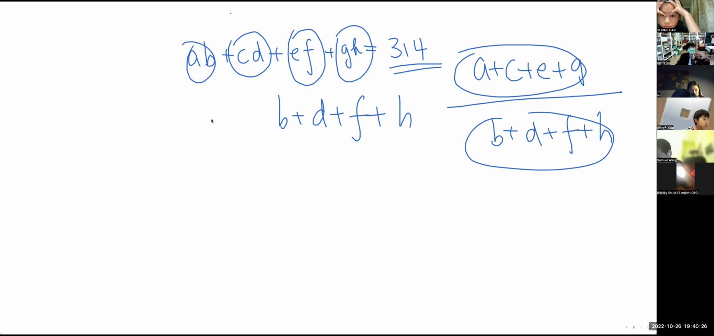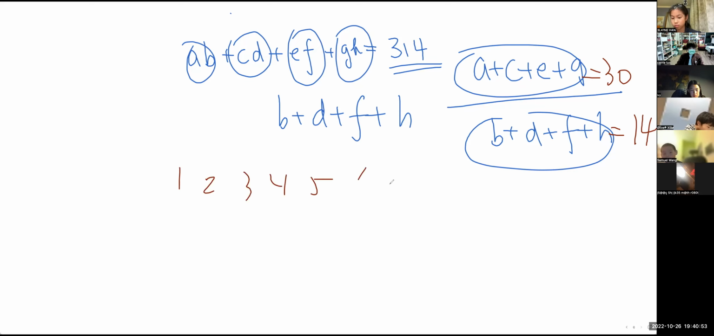So my best guess is A plus C plus E plus G equals 30 and B plus D plus F plus H equals 14. That is the best case. So let's see if we can put them in: A plus C plus E plus G equals 30 and B plus D plus F plus H equals 14. And you can only use 1, 2, 3, 4, 5, 6, 7, 8, 9. So I want you to try yourself.